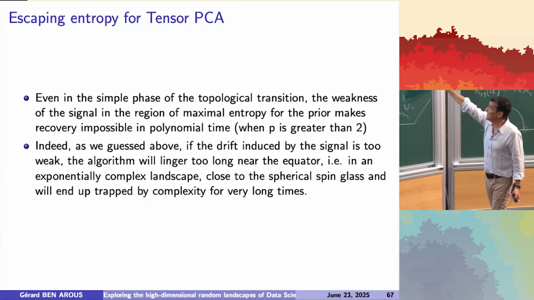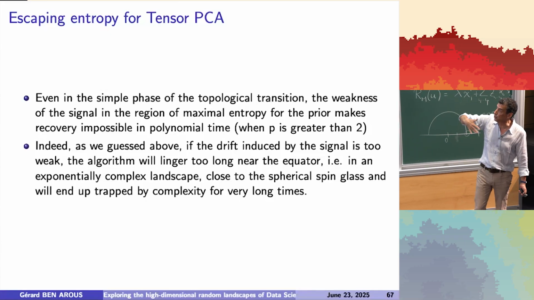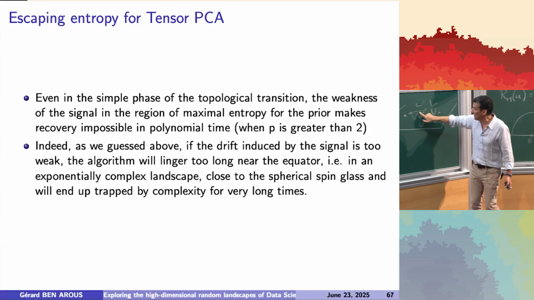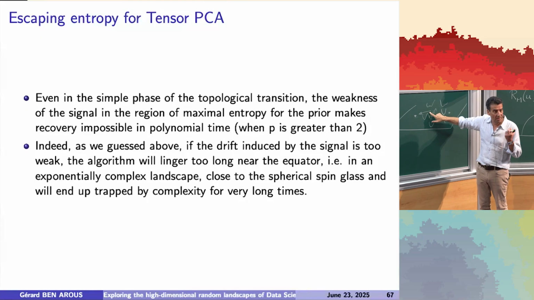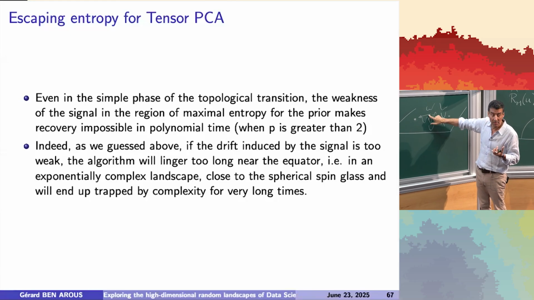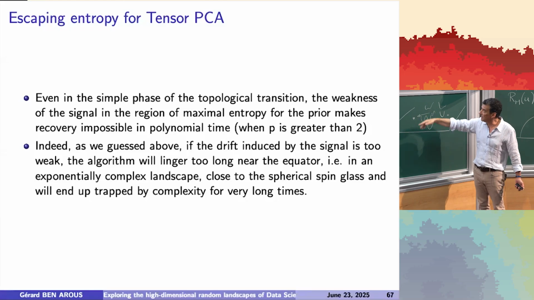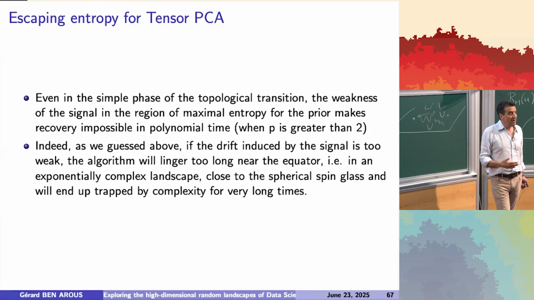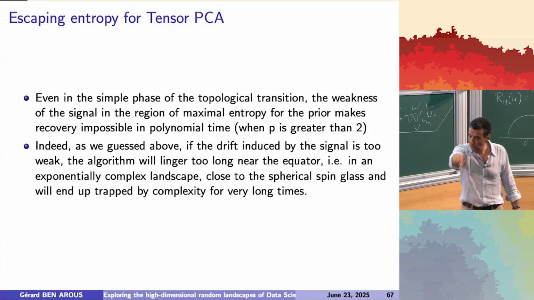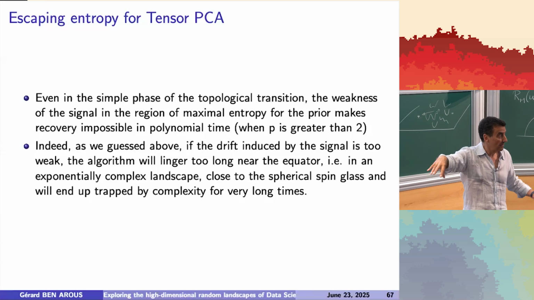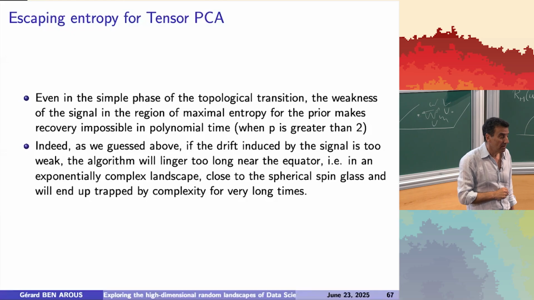If the drift induced by the signal is too weak, the algorithm will linger too long. If this drift here, or this force, if you want, which is given by the strength of the signal, lambda, is too weak, then you will linger around in this region for too long and you will fall in a well. Right? But if this is strong enough, you will zoom there, and you would be very unlucky if on your path to the hole you had one of these deep wells. And in fact, it doesn't happen.